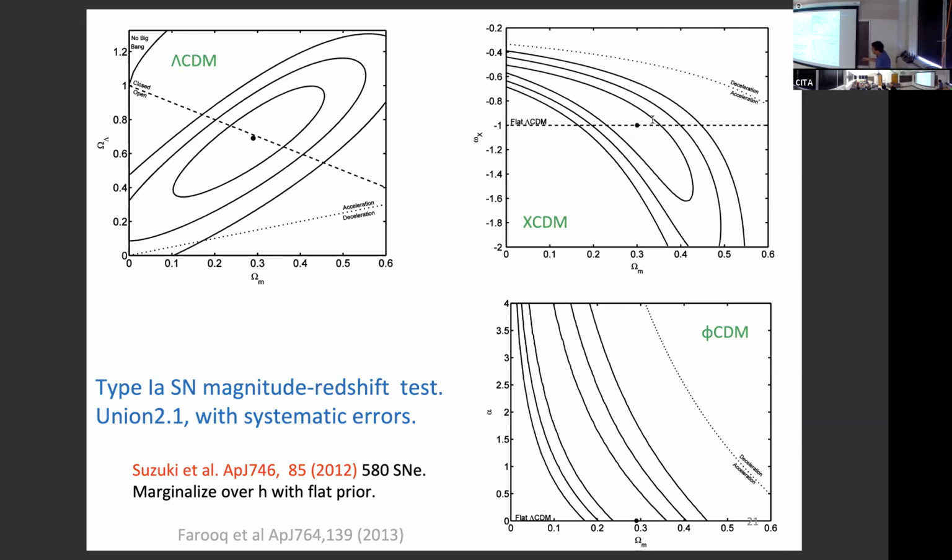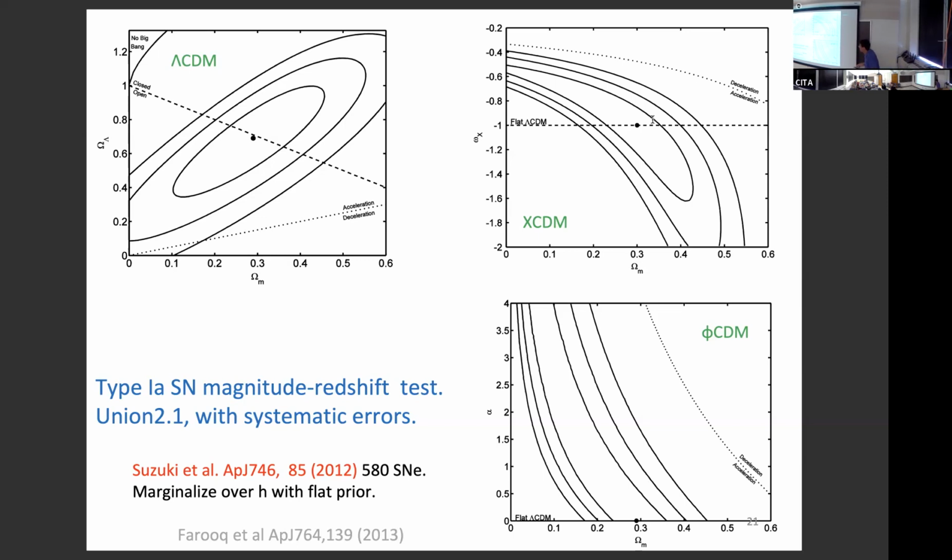Then the dotted lines here distinguish between accelerated expansion at the current epoch, over here, and decelerated expansion over here. The dotted lines are 0 acceleration, with accelerated expansion on one side and decelerated expansion on the other, in each panel. So this is older supernovae data, but you get the best fit value, 1 sigma, 2 sigma, and 3 sigma in each of the three models.